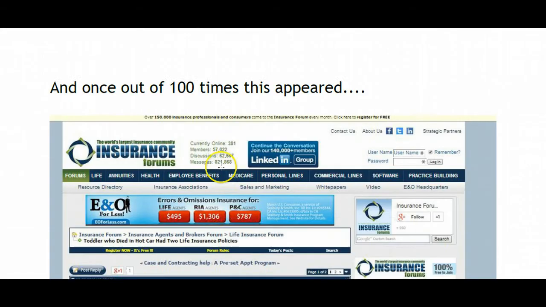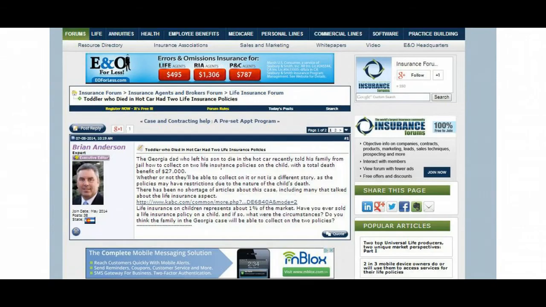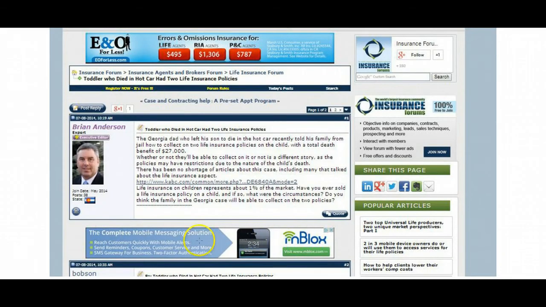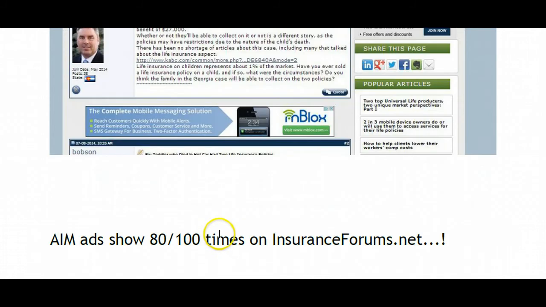Okay, and only one time out of the 100, this ad appeared. And this ad just happens to be a company that I went to a few days ago to check out their mobile messaging solution. So this is a retargeting ad, what you might call a follow-around ad or a boomerang ad. Anyway, the point is to try to bring me back to this company that I already visited once.